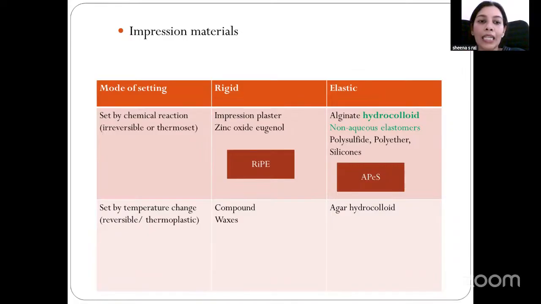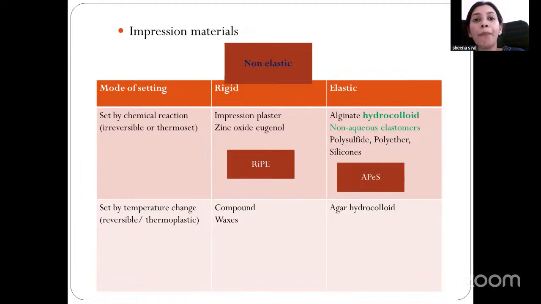What about the elastic type? Mode of setting is chemical reaction, but it has an elastic nature. The answer for that is alginate, polysulfide, polyether, silicones. You can memorize it as APES, apes. Ripe banana has been eaten by apes, right? Just think like that. A for alginate hydrocolloid, P for polysulfide, PE for polyether, and S for silicones.